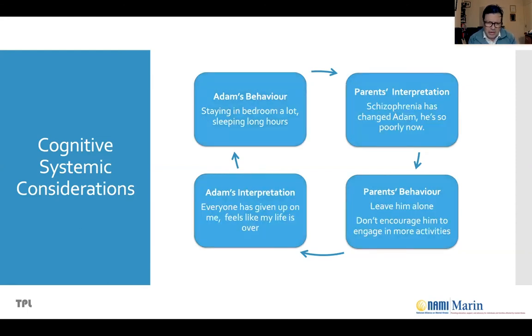Here's another situation. Again, we have Adam staying in his room, blunted, not saying much, poor self-care, not doing much. This is a different family, and the interpretation here is, oh, poor Adam, this schizophrenia, whatever it is, has really changed him. He is so unwell. Let's let him stay in there and sleep it off. Let's not encourage him.